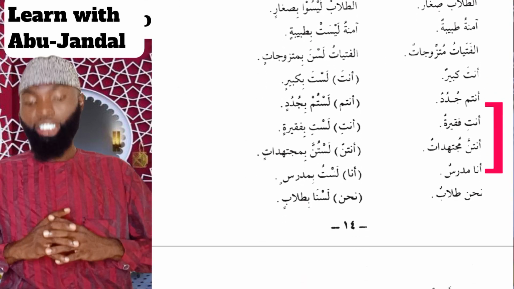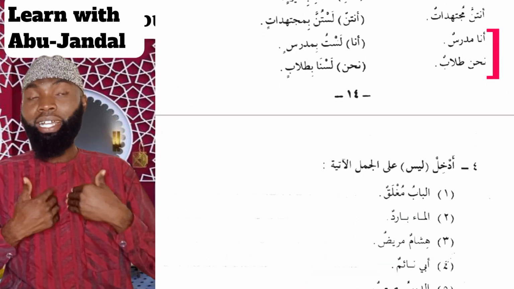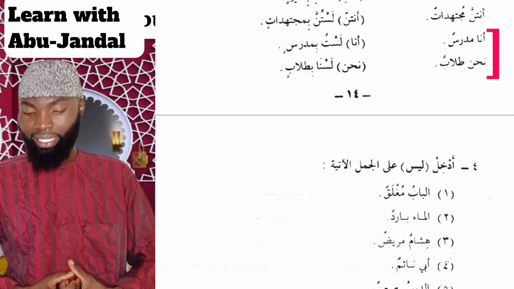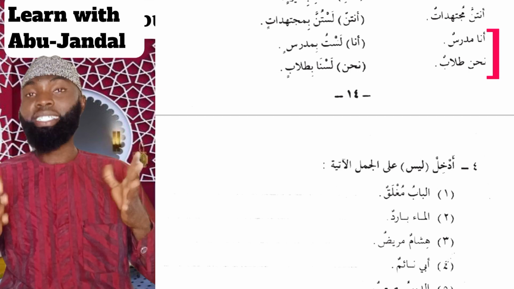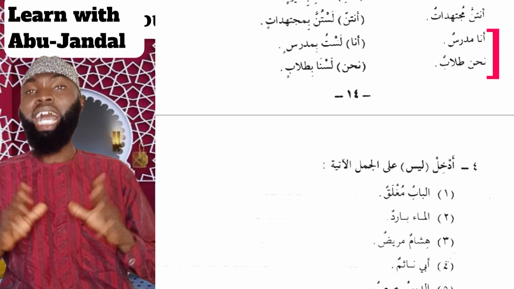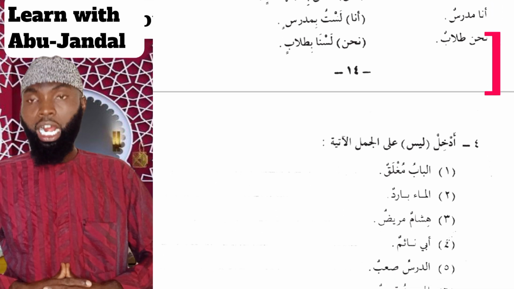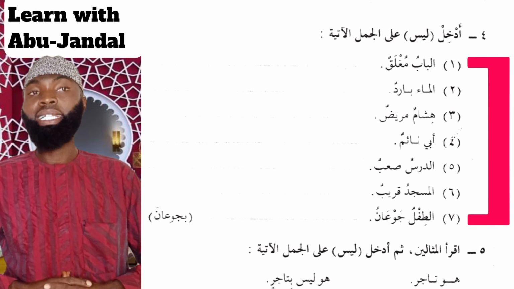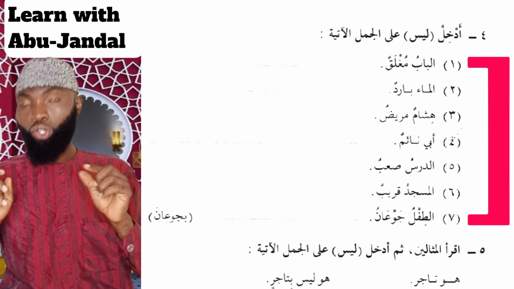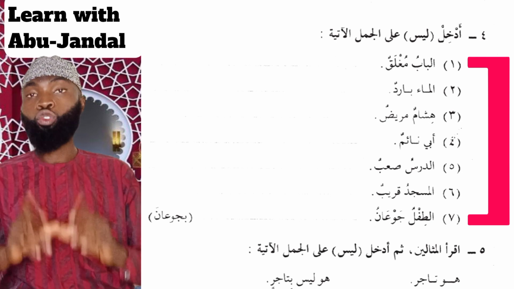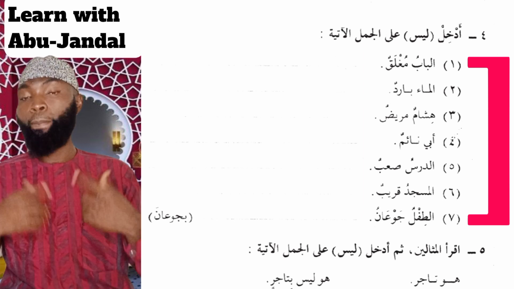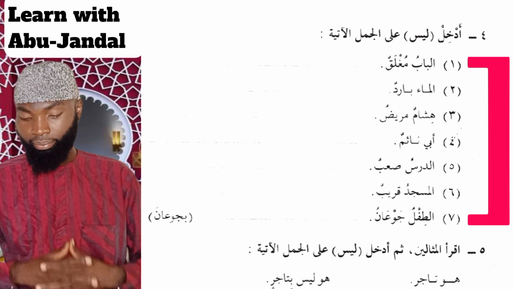Ana mudarrisun, I'm a teacher. Ana lastu bi mudarrisin, I'm not a teacher. Nahnu tullabun, we are students. Nahnu lasna, you just say lasna bi tullabin, we are not students. Now moving on to exercise number 4, we have adkhil laysa ala al-jumal al-atiya. Please introduce laysa to the following sentences. The first one says al-babu muglaqun. We can say al-babu laysa bi muglaqin, the door is not locked.